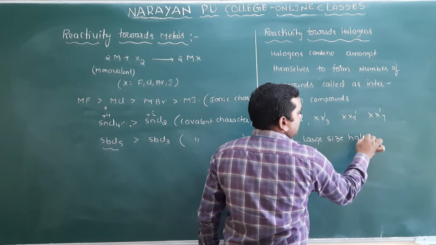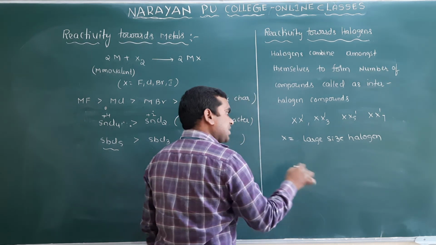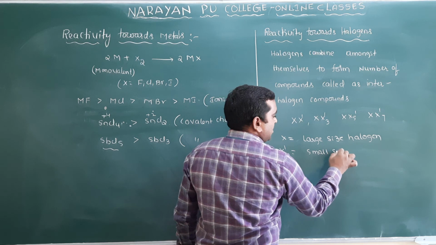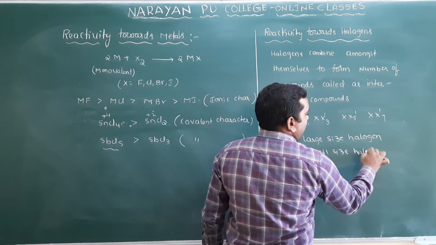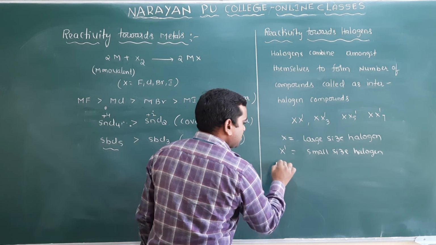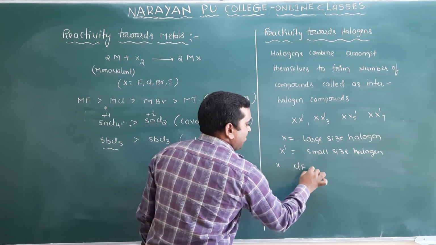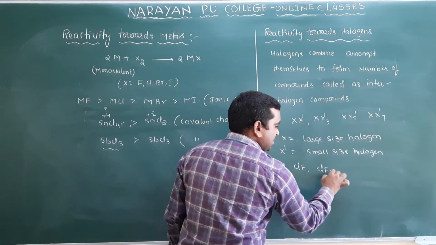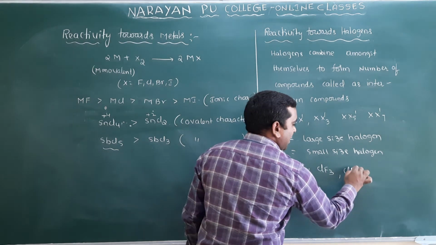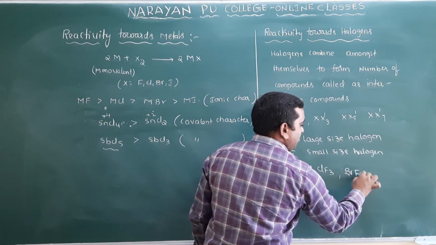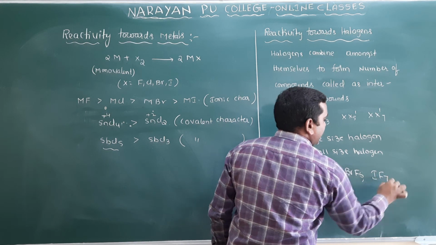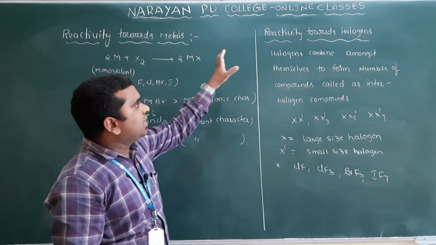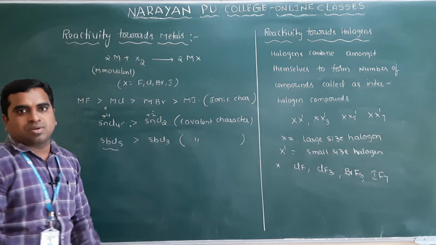Interhalogen compounds we will study separately; there I will discuss in detail. And X' is the small size halogen. Simple example: ClF. Two halogens are there, so it is an interhalogen. Or you can say ClF3, or BrF5 and IF7. These are interhalogen compounds. So this is about reactivity towards halogens and reactivity towards metals.